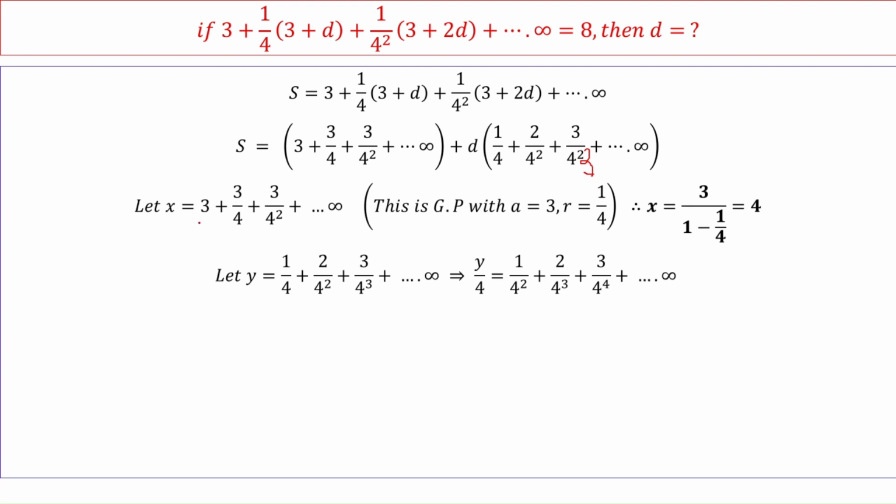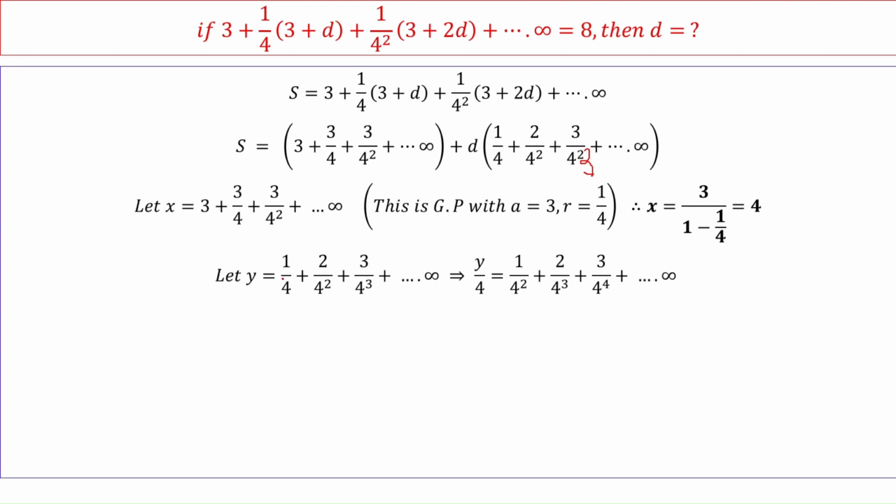Okay, so for x, 3 plus 3 by 4 plus 3 by 4 square infinite series, a equal to 3 and r equal to 1 by 4. So it's an infinite series. If I apply the a by 1 minus r formula, I'll get x equal to 4. For y, I am taking the inside term: 1 by 4 plus 2 by 4 square plus 3 by 4 cube.